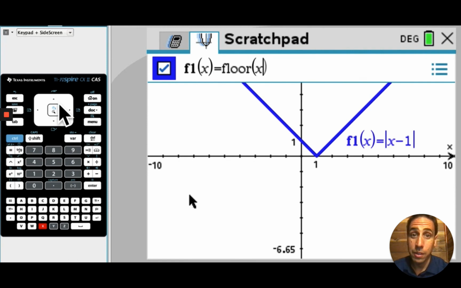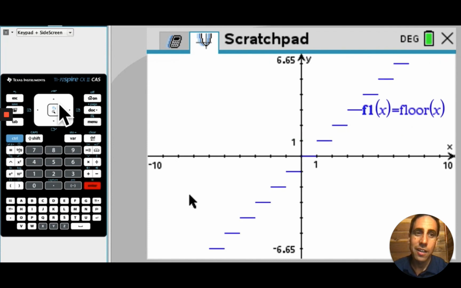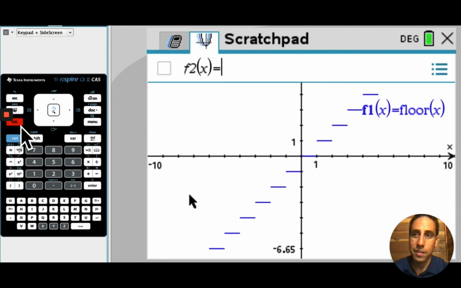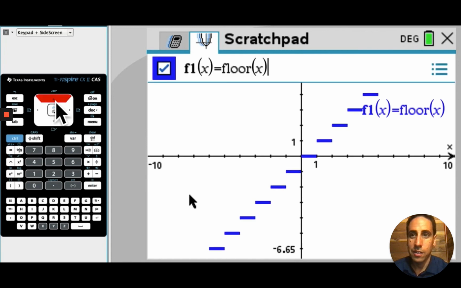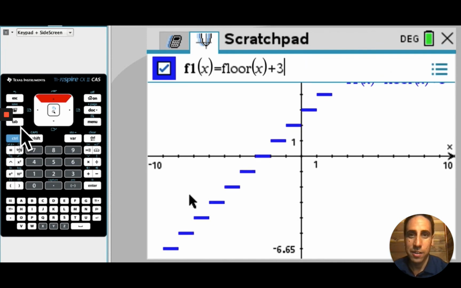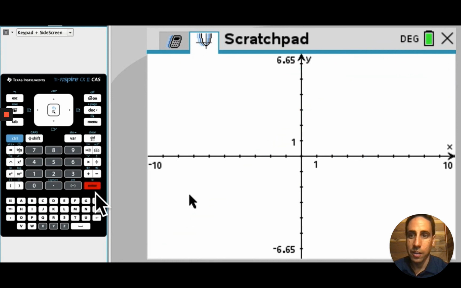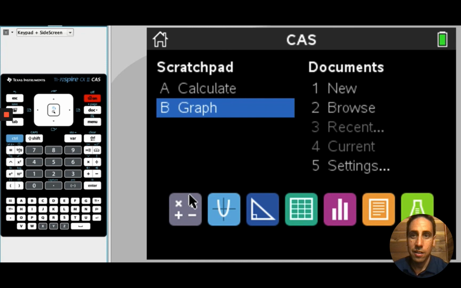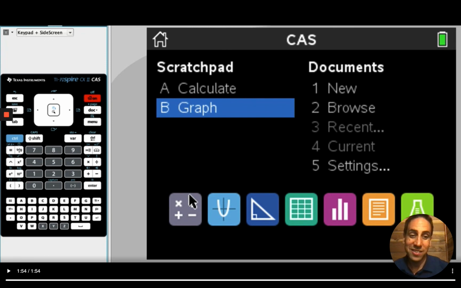Floor. Type in the word floor and in parentheses put an x. There's those steps. Steppity step, step, step, up. Tab. Up. +3. They all got higher. Vertical shift of +3. Tab. Up. Delete the whole thing. Enter. There it is. See you tomorrow.